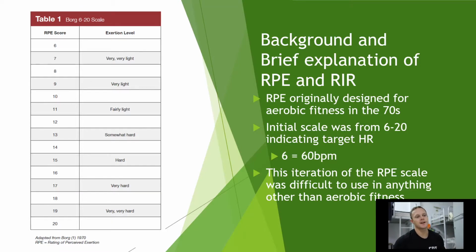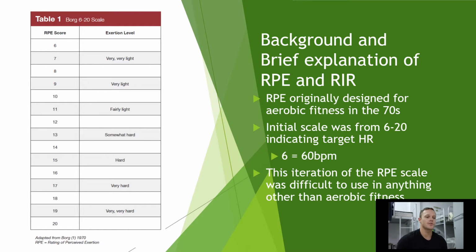So a brief background and explanation on rate of perceived exertion and reps in reserve. So initially, this is what RPE looked like. It was a scale of 6 to 20. Okay, and that 6 to 20 indicated our heart rate. So 6 would equal 60 BPM, beats per minute, and 20 would indicate 200 beats per minute. So it's not very intuitive, and people don't really know where their heart rates are. If you've got a heart rate monitor, you can use this and you can sort of use this to gauge where you're at, but it's still not that accurate because not everyone's max heart rate is going to be 200.